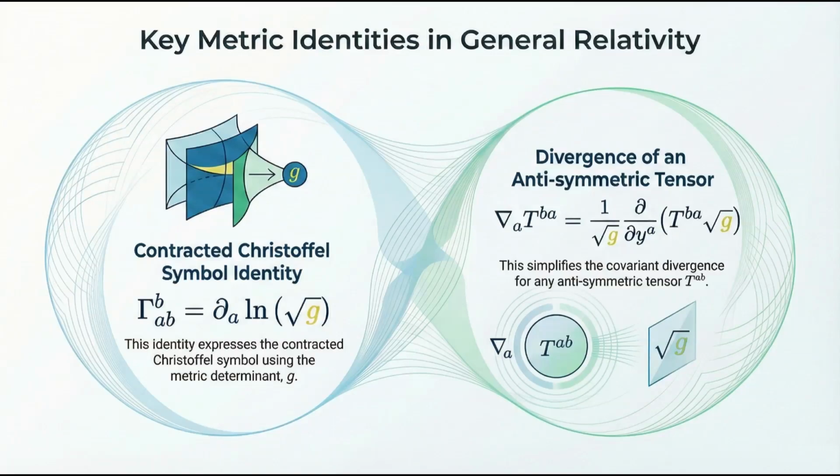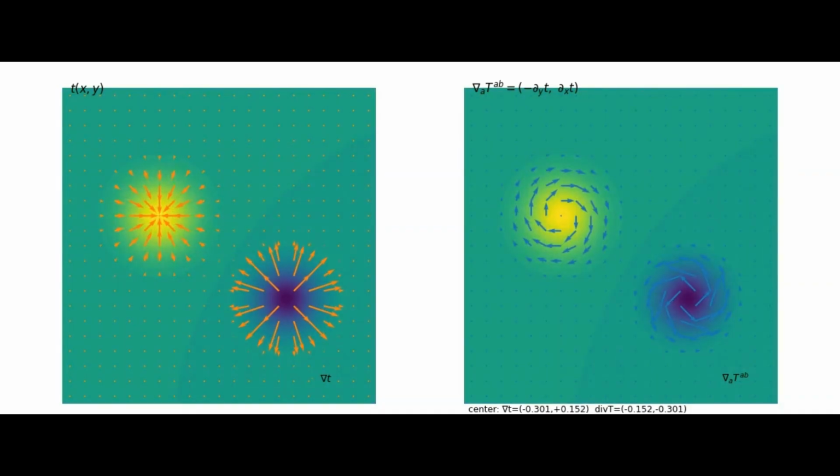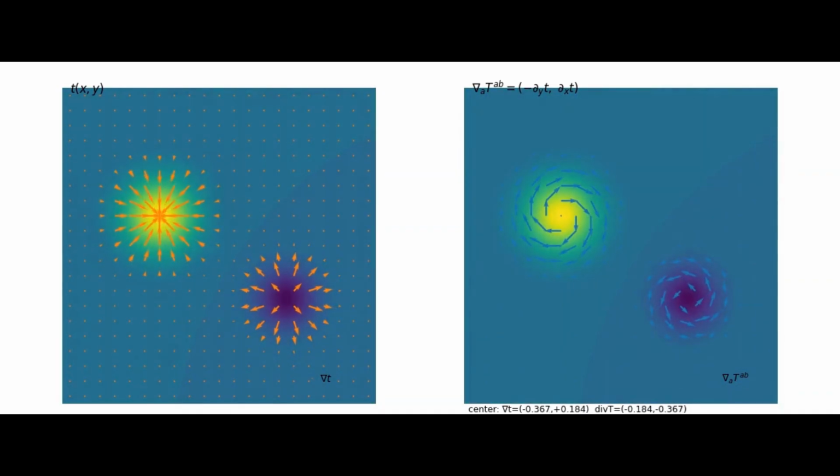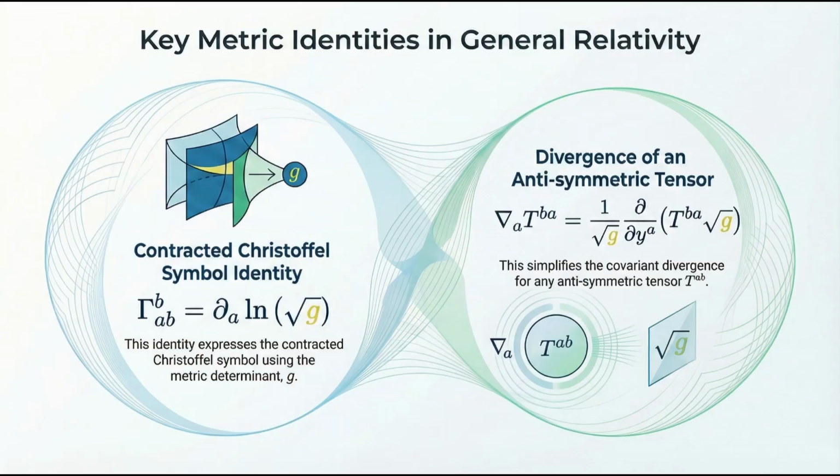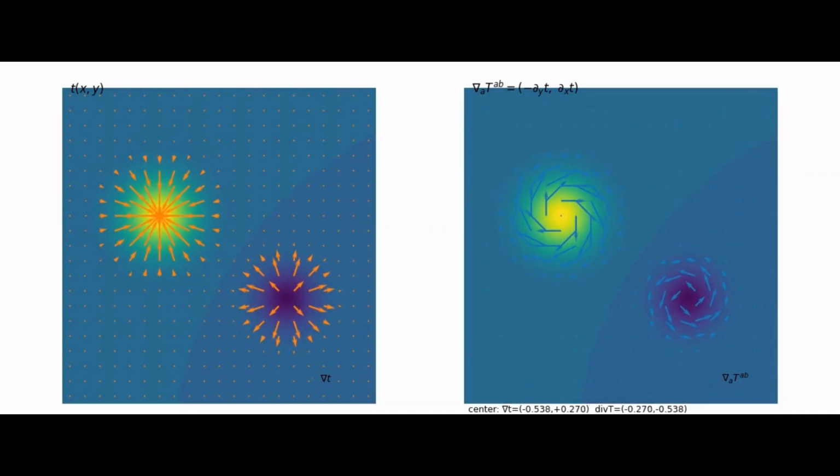This is the brief on the geometric and formal identities governing antisymmetric tensors. So, we're going to dive into some fundamental mathematical identities that come right out of general relativity. And what's really cool is how they connect the formal math of tensor divergence with this really powerful, easy-to-grasp geometric intuition. Let's break it down into three key insights.